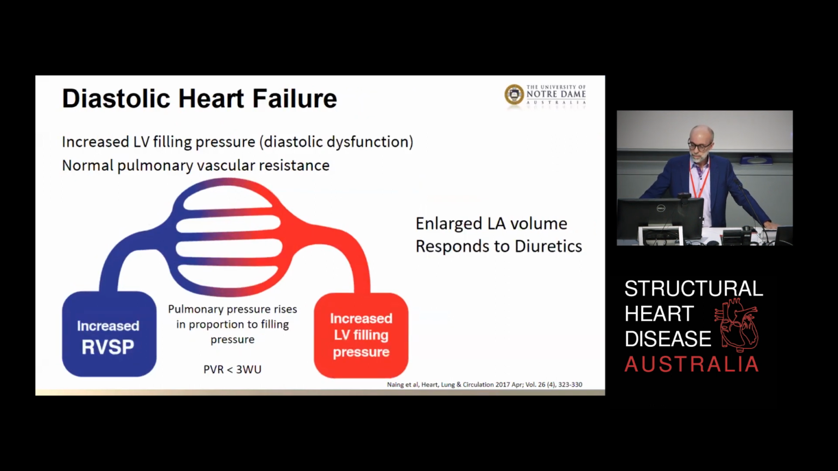But if you then push everything up a notch or a few notches, you've got an enlarged left atrium, you've got an increase in left ventricular pressure, then chronically over time that results in an increase in left atrial volume. And sure, it responds to diuretics in that you can drop the pressure, but of course you're not changing the pathophysiology of the underlying disease, so you're not changing mortality. The pulmonary pressure rises in parallel, basically a one-to-one rise with the increase in the left ventricular pressure, but the pulmonary vascular resistance is normal in these people.